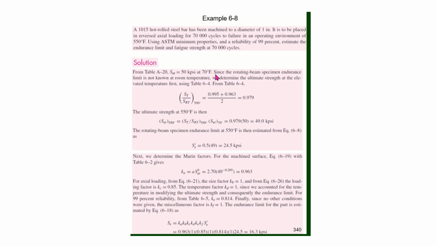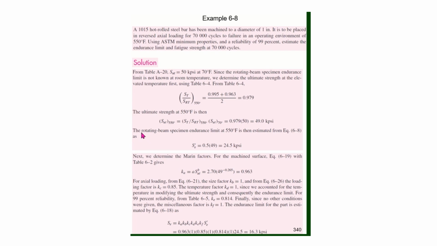Since the rotating beam specimen endurance limit is not known at room temperature, we determine the ultimate strength at the elevated temperature. So we get our ST over SRT value, and we take the average of the two values that we have given, and we get 0.979. The ultimate strength at 550 then is given by the ST over SRT at 550 times the SUT at 70, which gives us 49 kpsi. Not much difference, but we need to make sure we do adjust for it.